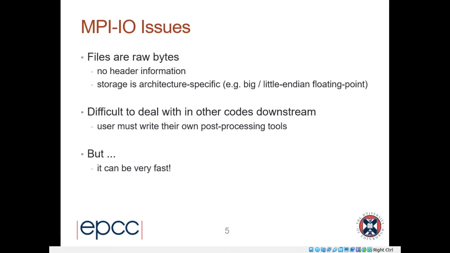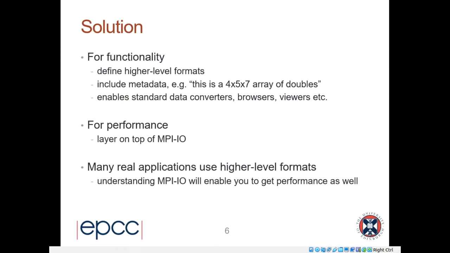So what people have done is they've come up with more flexible and self-describing data formats which have metadata, which means that you can visualize them because the file then knows what it represents, for example a 3D array of double precision numbers. For functionality, you define higher level formats which include metadata: this is a 4x5x7 array of doubles, and that means you can have standard data converters, browsers, viewers, etc. So it's much easier. But for performance, the people who write HDF5 don't want to re-implement parallel I/O, so they layer on top of MPI-IO. So many real applications use higher level formats, but understanding MPI-IO will enable you to get performance as well.